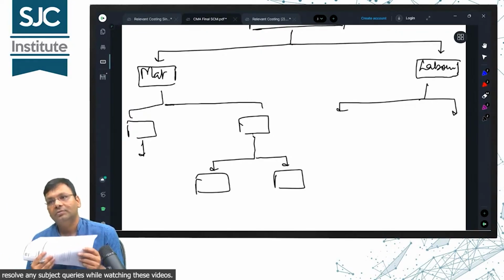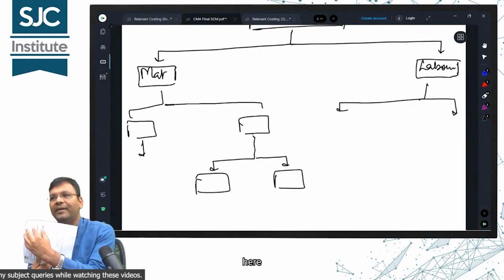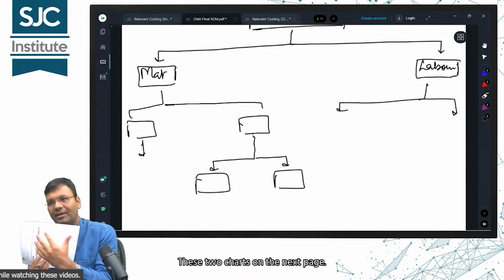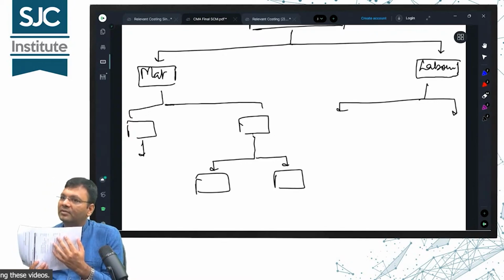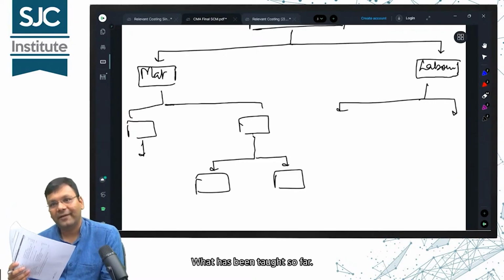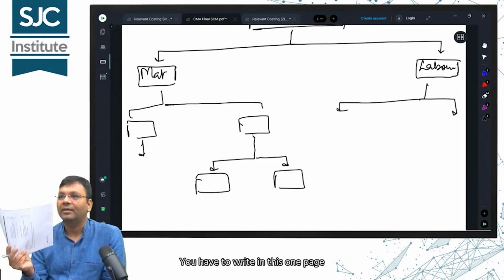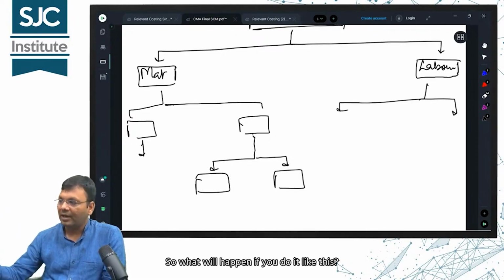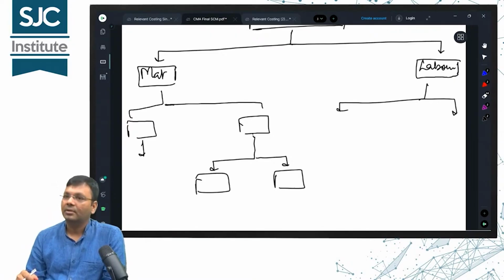Then turn around and then here overhead and depreciation. These two charts on the next page. Did you understand? The whole chapter should fit on one page. What has been taught so far? You have to write in this one page, in front and back. Understood? So what will happen if you do it like this?